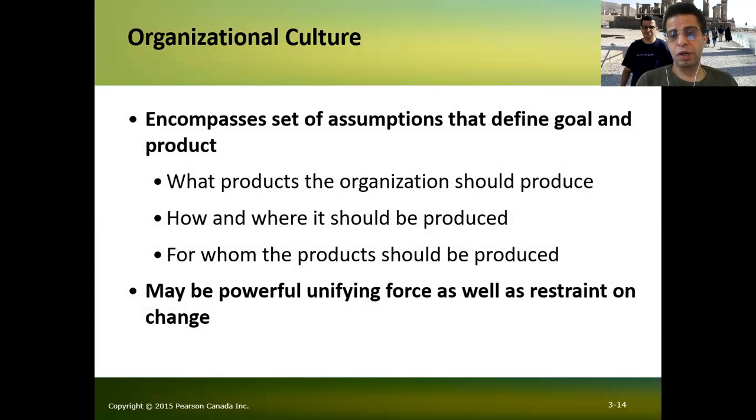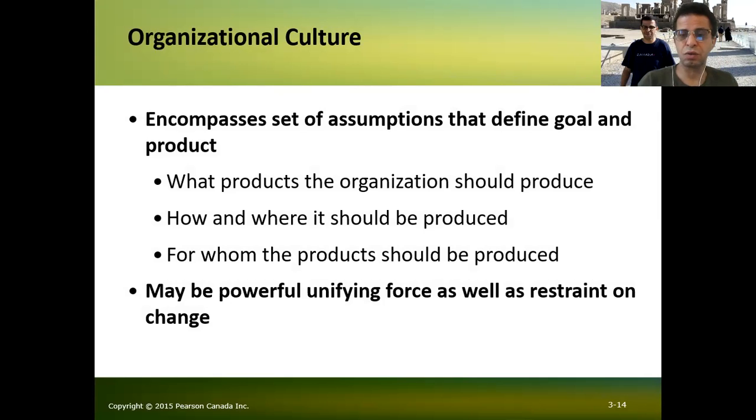Now, there is what you call the organizational culture, and it encompasses a set of assumptions that define the goal and the products, what product the organization should produce, how and where it should be produced, for whom the product should be produced, and maybe powerful unifying forces as well as restraint on the changes. For example, once again, I can bring the example of ITS. Their culture is the fact that they consider themselves the high end of IT consultants. So they're focusing on the high paid and they are IT sensitive. So they go to the banking system and telco systems and they focus only on the core solution, because the rest of the solution is connected to it. So if anything goes wrong with the core solution, it might affect all the organization.